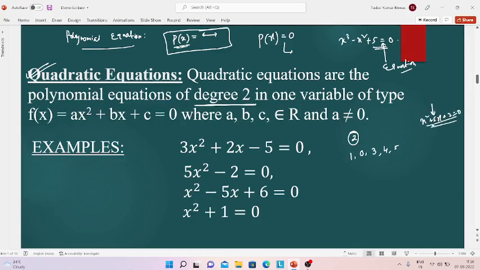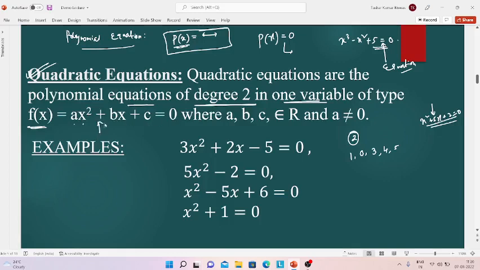So this has degree 2, definitely this will be a quadratic equation. Quadratic equations are polynomial equations of degree 2 in one variable. That is very important. We can't take more than one variable like x and y, that will not happen. Here we will get only one variable, of the type f(x) = ax² + bx + c = 0.